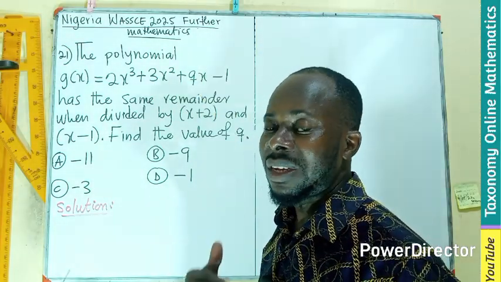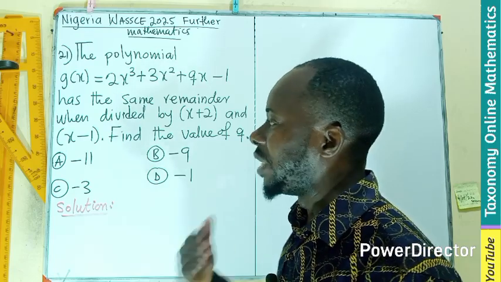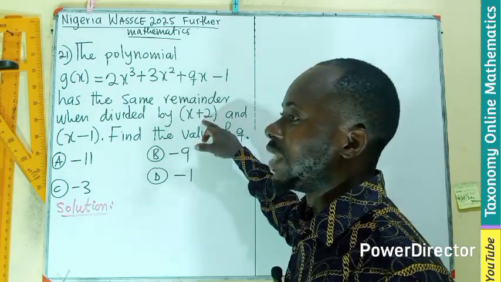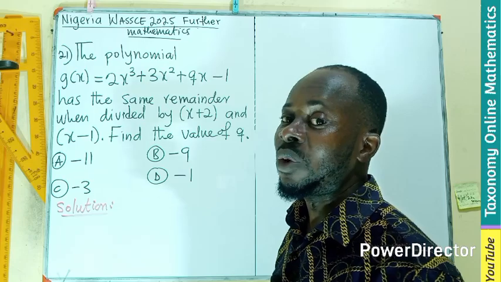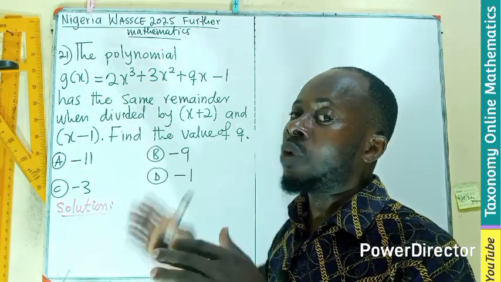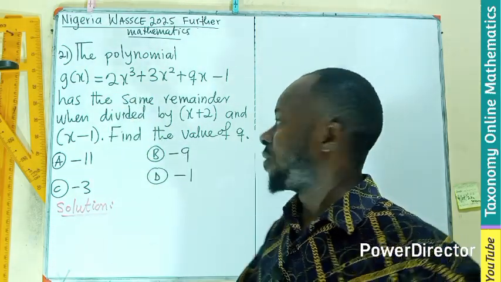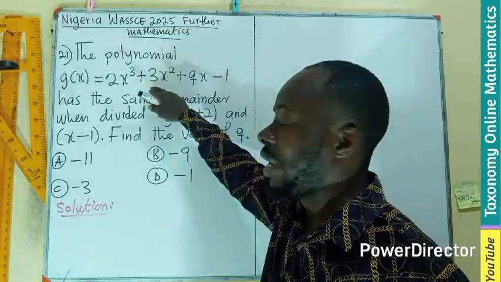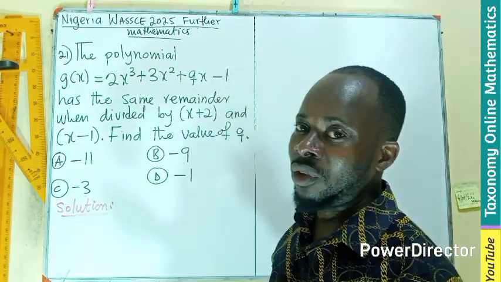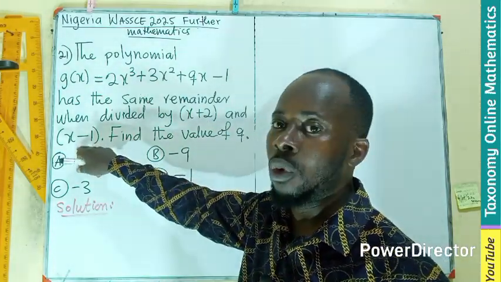Now, if it has a remainder when divided by the linear function, it means that the zeros of the linear function, when plugged into the function, will give us that remainder. So if I put in the zeros of this into the equation, the remainder is going to be the same as doing so with this.